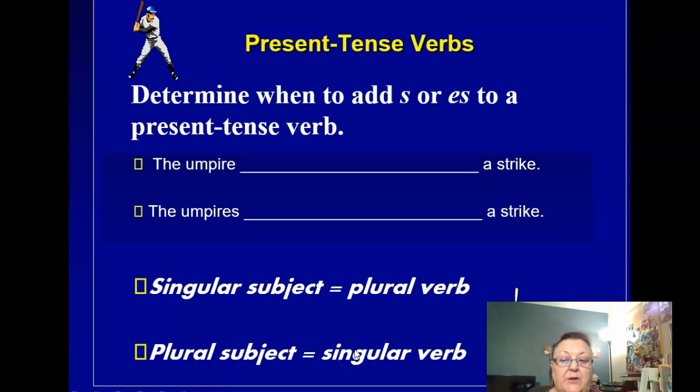Now, what I would advise you to do is this right here. Write this information at the top of page 79, where it says present tense verbs. They give you a little space there for your name. Copy this information up there in that space. So you will have it as we go through this chapter to refer back to, and even refer back to when it's test time.